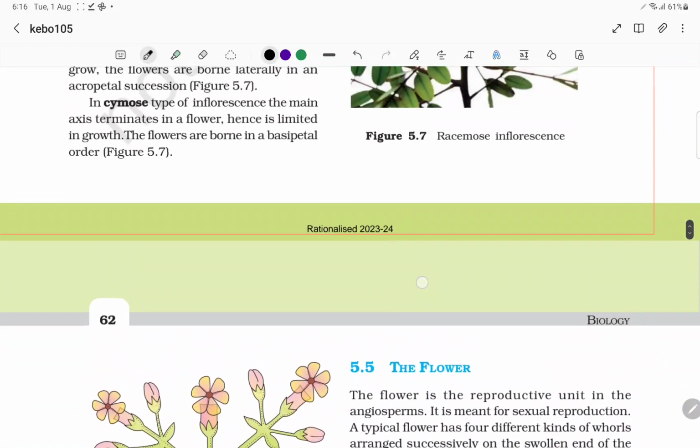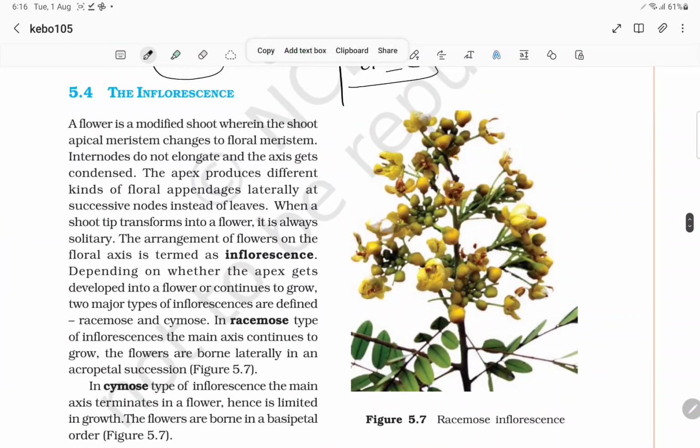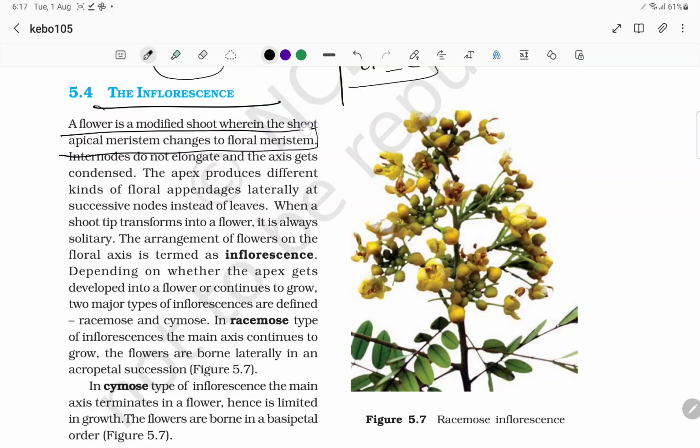And let's see about the inflorescence. What is inflorescence? The arrangement of flowers on the stem we call inflorescence. It's very simple. The flower is none other than a modified shoot, where the apical meristem changes into a floral meristem. Internodes do not elongate, and the axis gets condensed. The apex produces different kinds of floral appendages laterally at the successive nodes instead of leaves. When a shoot tip transforms into a flower, it is always solitary. Only one flower will be there.